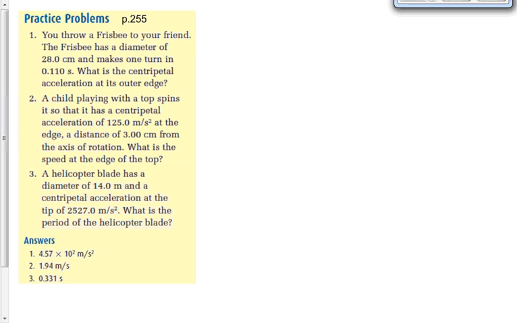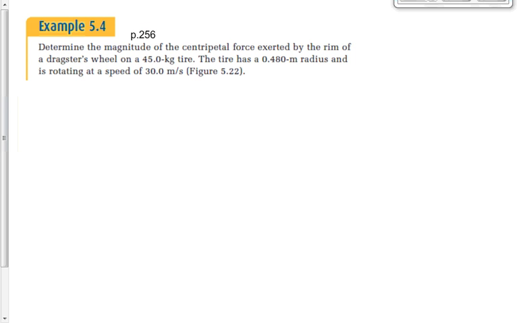All right, let's take a look at another example now that you've had a chance to work on those. 5.4 says, determine the magnitude this time of the centripetal force, not acceleration like the last question was, this time centripetal force, exerted by the rim of a dragster's wheel on a 45 kilogram tire, assuming the radius of the tire is 0.480 meters, and it's rotating at a speed of 30 meters per second.